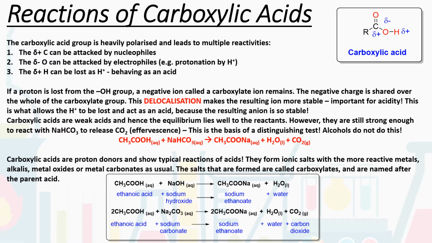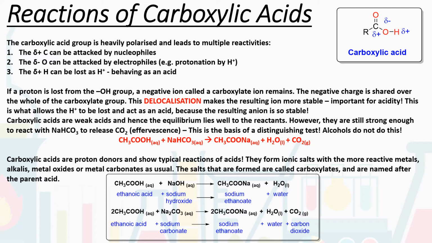This delocalization makes the resulting ion more stable. Anytime we're spreading electron density over multiple atoms, it makes things more stable. And the more stable the anion is, the more acidic the species is. So carboxylic acids are weak acids, and so the equilibrium lies well towards the left, well towards the reactants. They hardly dissociate into H plus and the anions.